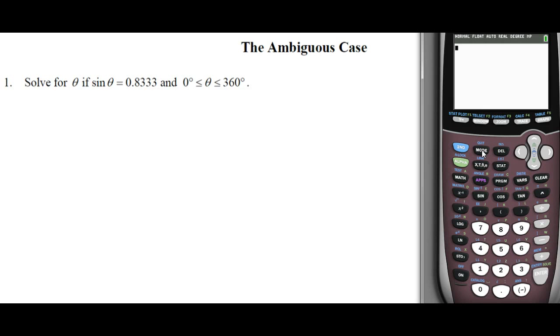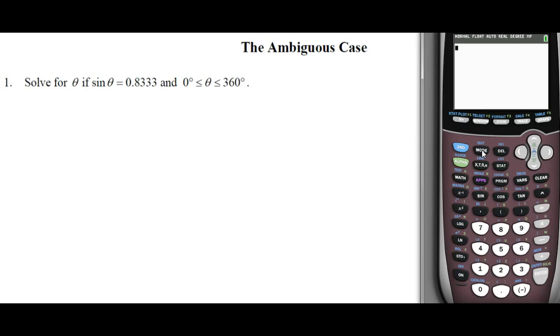The ambiguous case, which may be somewhat ambiguous. So it's the ambiguous case of the sine law. So solve for theta if sine theta is 0.8333.